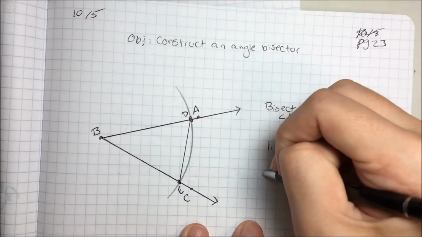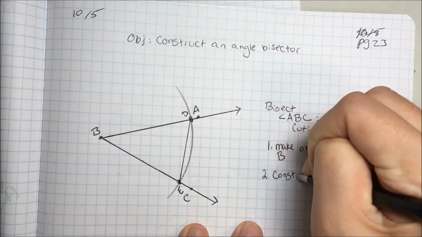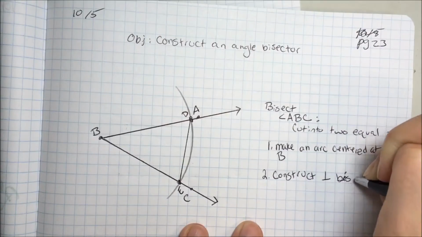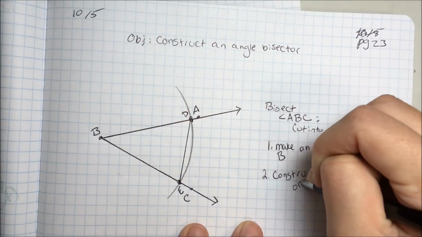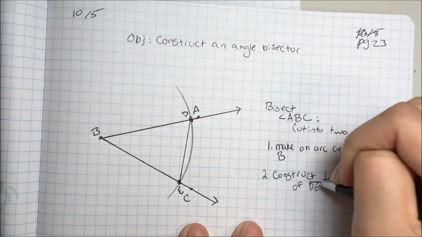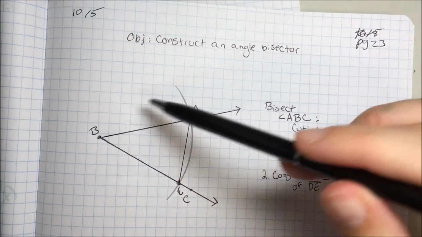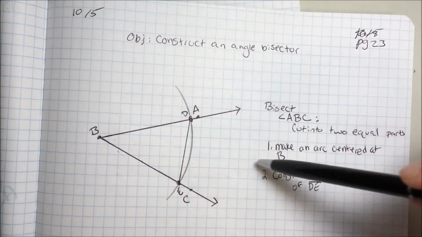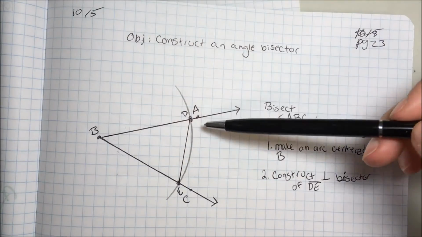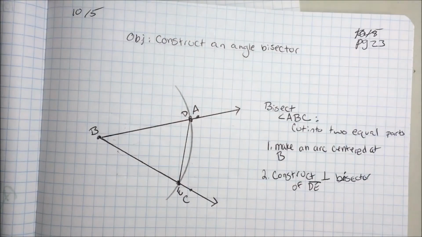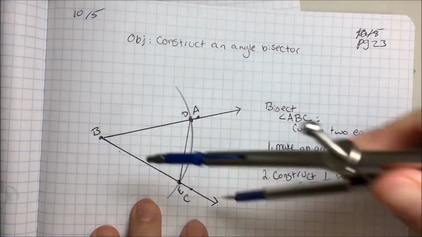And connect those 2 points to construct the perpendicular bisector of DE. And what we know is that the angle bisector will be equidistant from both rays. So any point on that angle bisector will be equidistant from both rays, meaning that it'll also be equidistant from the points D and E, which is the definition of a perpendicular bisector. So I'm going to start by making an arc centered at E.